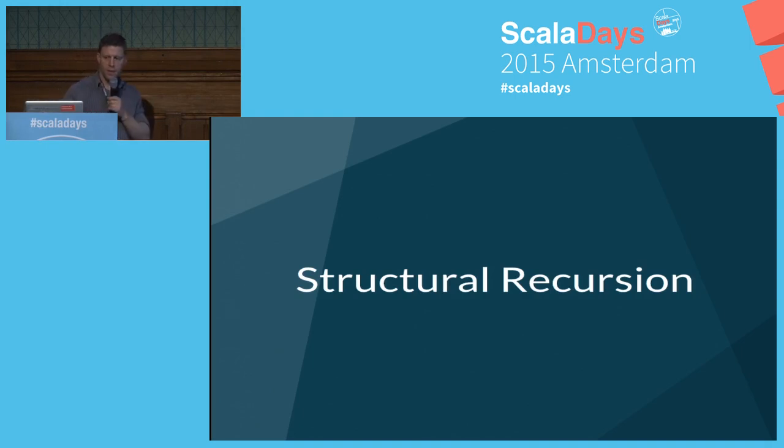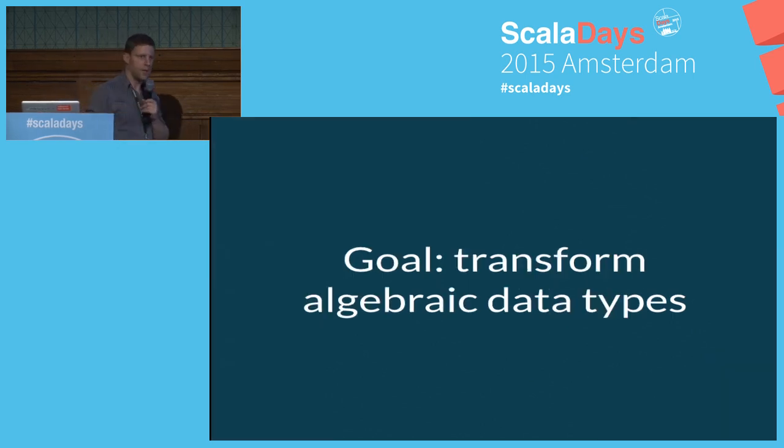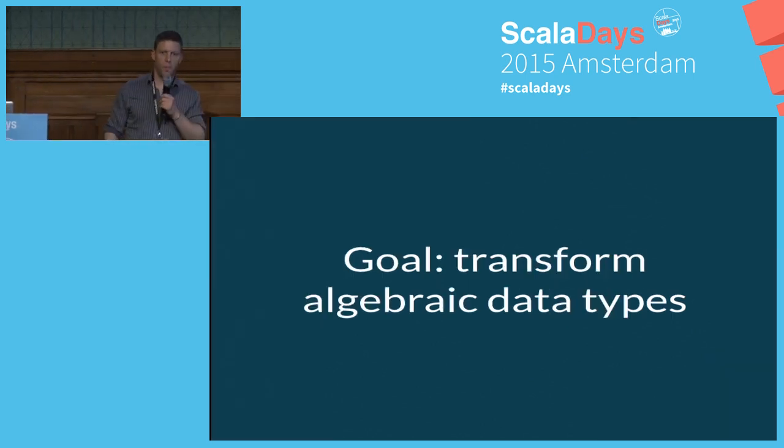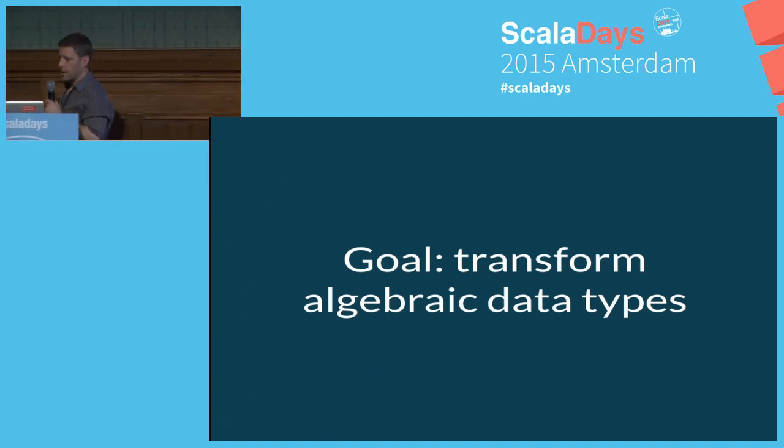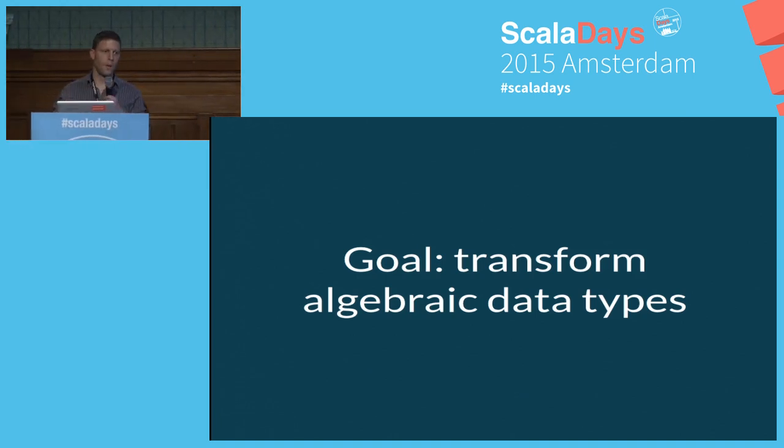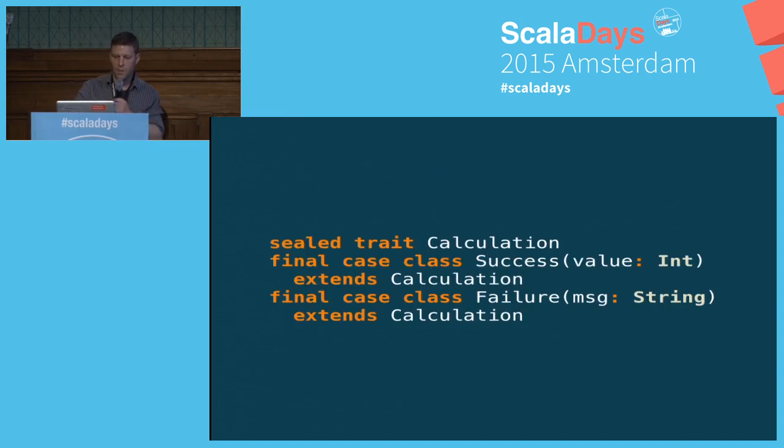Now, our next pattern is structural recursion. Structural recursion goes hand in hand with algebraic data types. Once we define an algebraic data type, we need to work with it and do something with it. Structural recursion is the pattern for working with algebraic data types. So whenever you see an algebraic data type, you know that you need to deploy structural recursion to work with it. To give you an example, this is what we just had before, calculation success or failure.